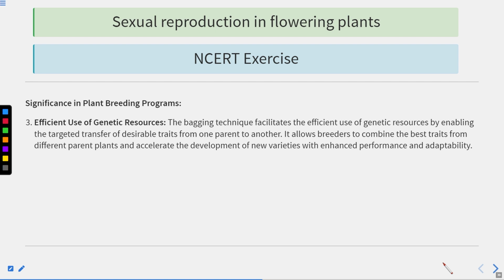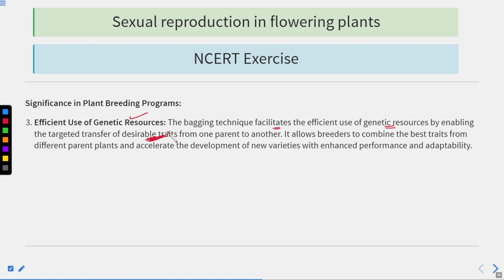Clear? Now, third one, efficient use of the genetic resources. The bagging technique facilitates the efficient use of the genetic resources by enabling the targeted transfer of the desired trait. So we want all these traits to occur in the hybrid, or in the progeny that we are producing. So that progeny will be of superior quality, that will be called a superior variety.